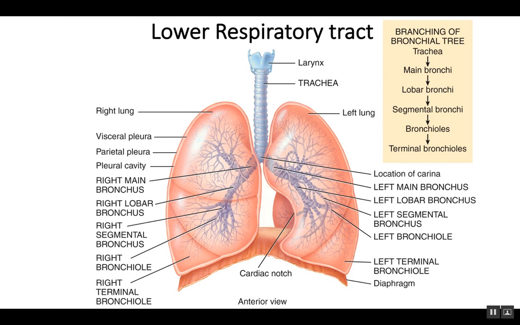Next video, we'll move down into the lower respiratory tract. We already did the larynx, but we'll continue down the lower respiratory tract and look at the trachea and how it eventually forms what we call the bronchial tree. Because these airways are eventually going to branch and branch and branch into many, many small airways.